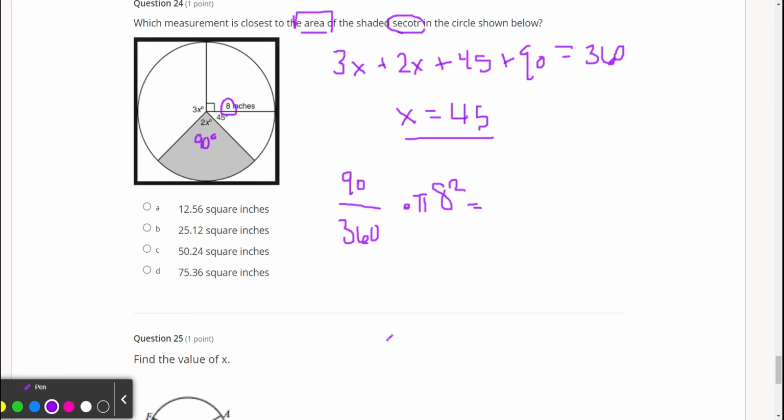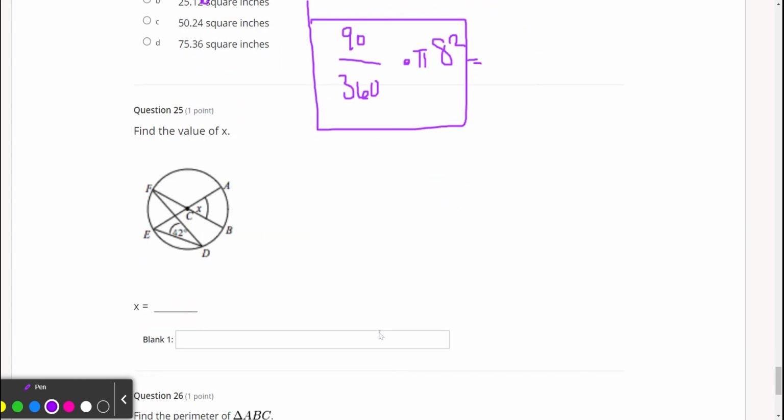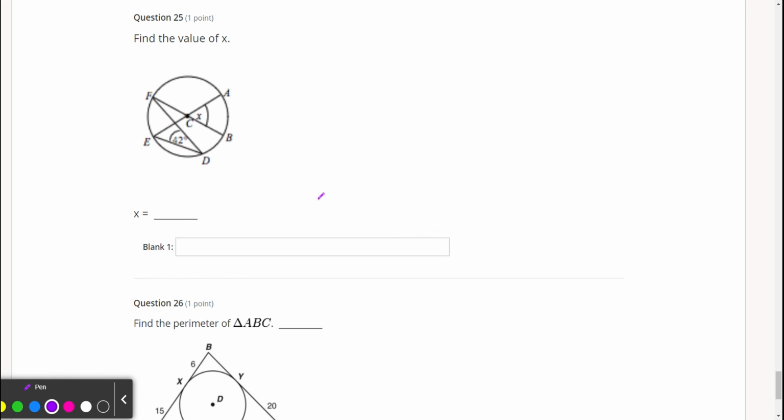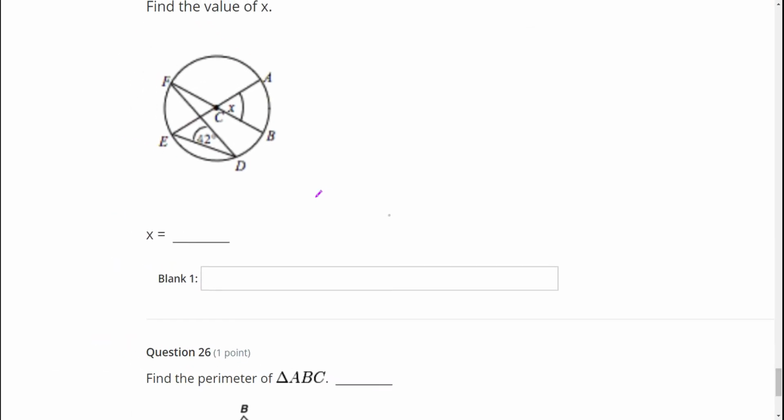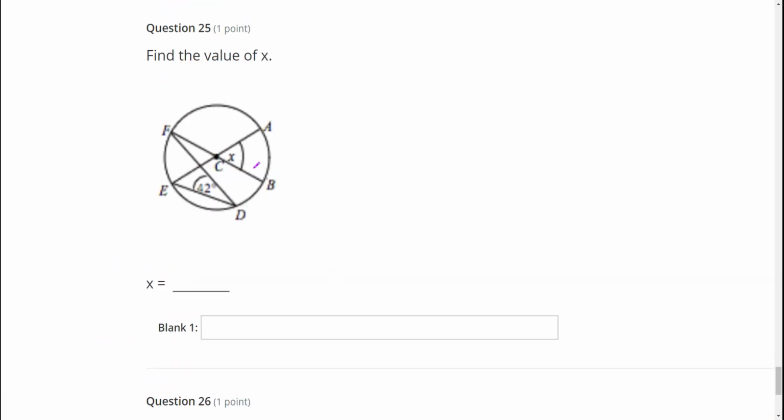What is the value of X? This one is a little hard to look at. I agree. What are we looking for? X. We're looking for X, okay? And we know this is 42. So if I know this is 42, and I'm going out to the arc, what do I do with the 42? Multiply by 2. So this is 84.